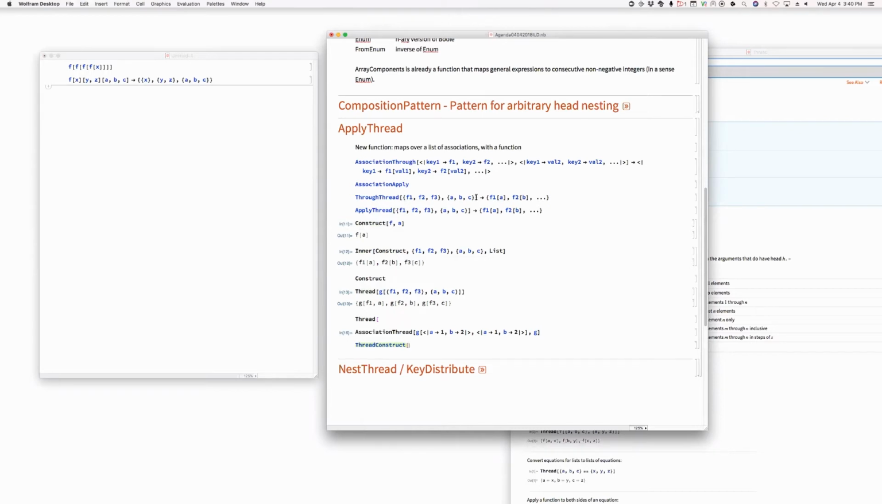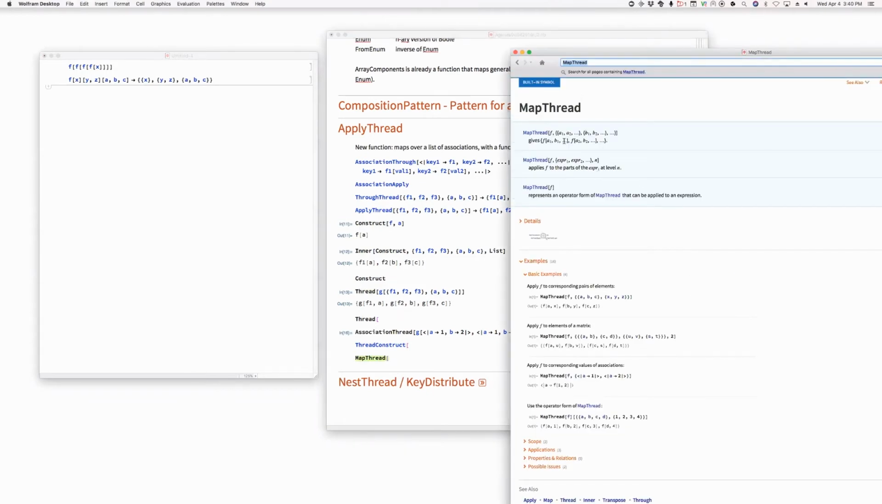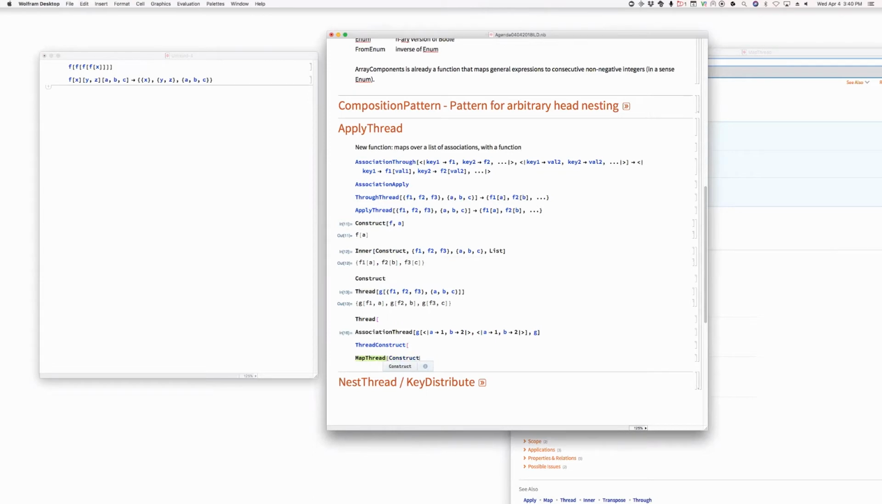Yes. I mean, the notation in MapThread is much better than the notation in Thread. I agree. If we can follow MapThread, that would be better. Okay. We can do the same thing. MapThread construct, comma, the list of the two lists. Yeah, I agree. That would work. You need the list of the two lists. Yeah, that works fine.